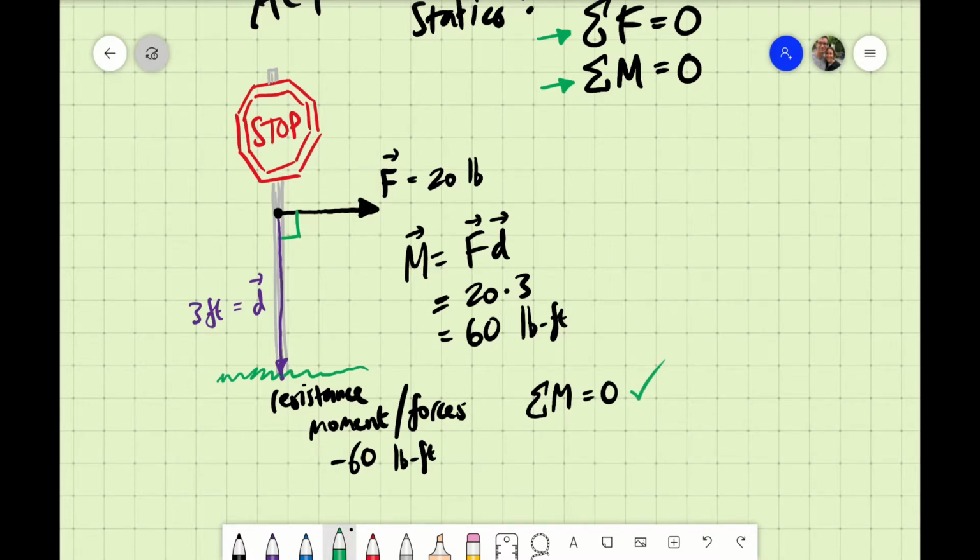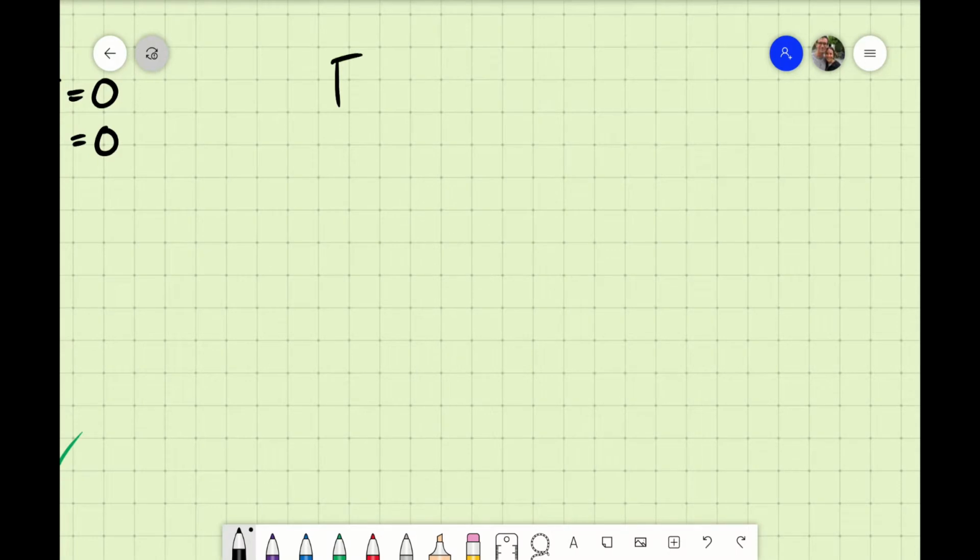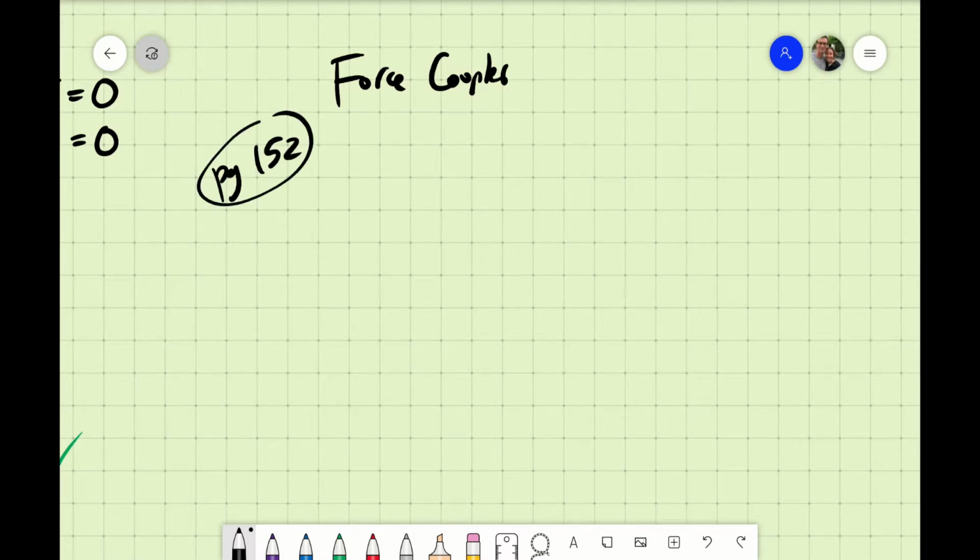All right, I want to start to wrap up because we're getting to the end of our time. I will quickly call out the idea of force couples. It is mentioned on page 152. And force couples are very common and they're very useful. Let me just explain that passage, and you can obviously reread that. But let me try to say it to you verbally as well.